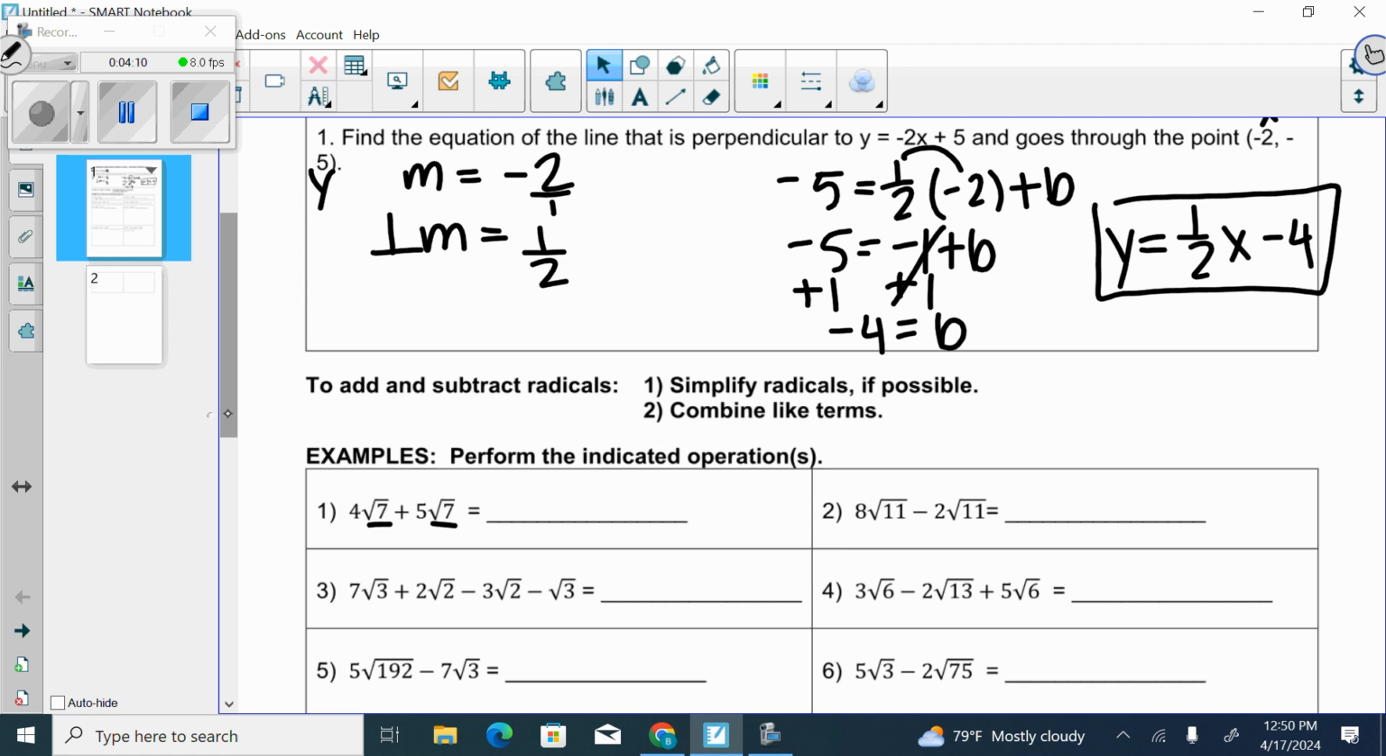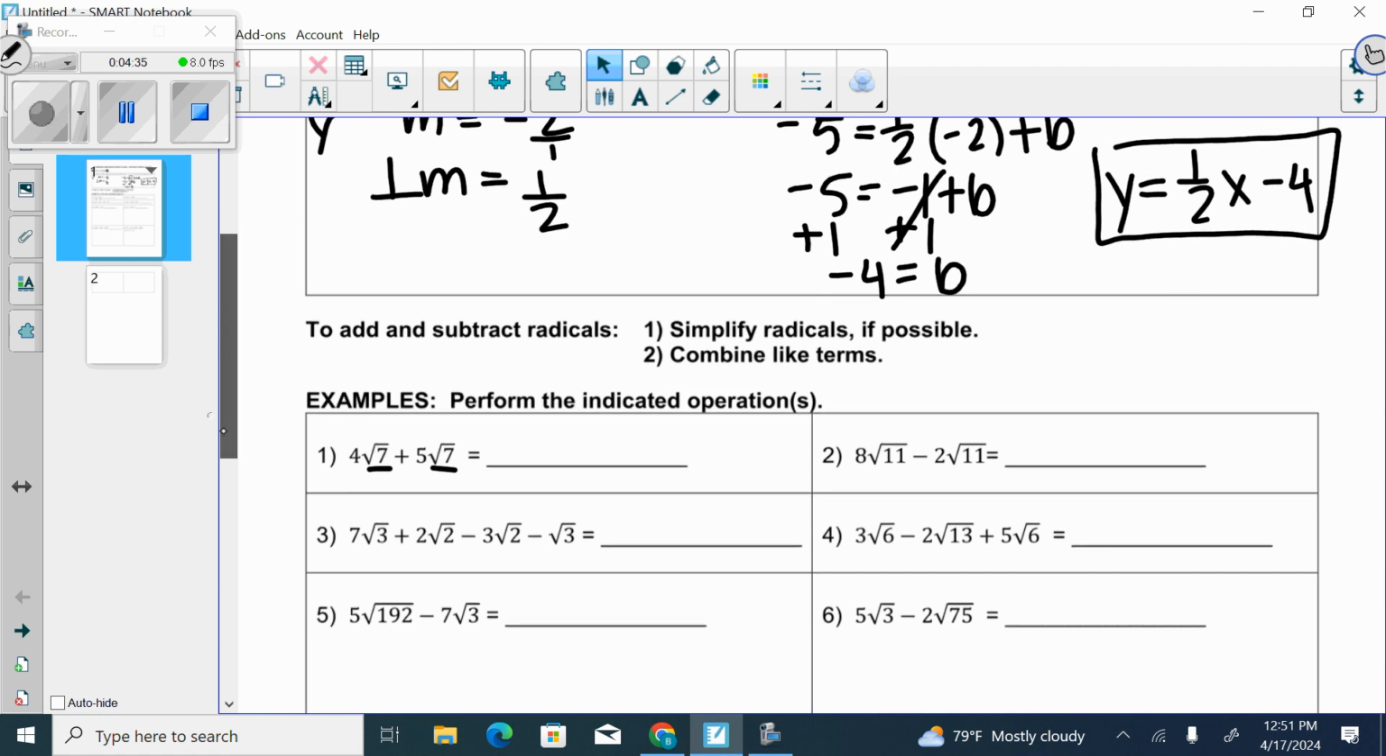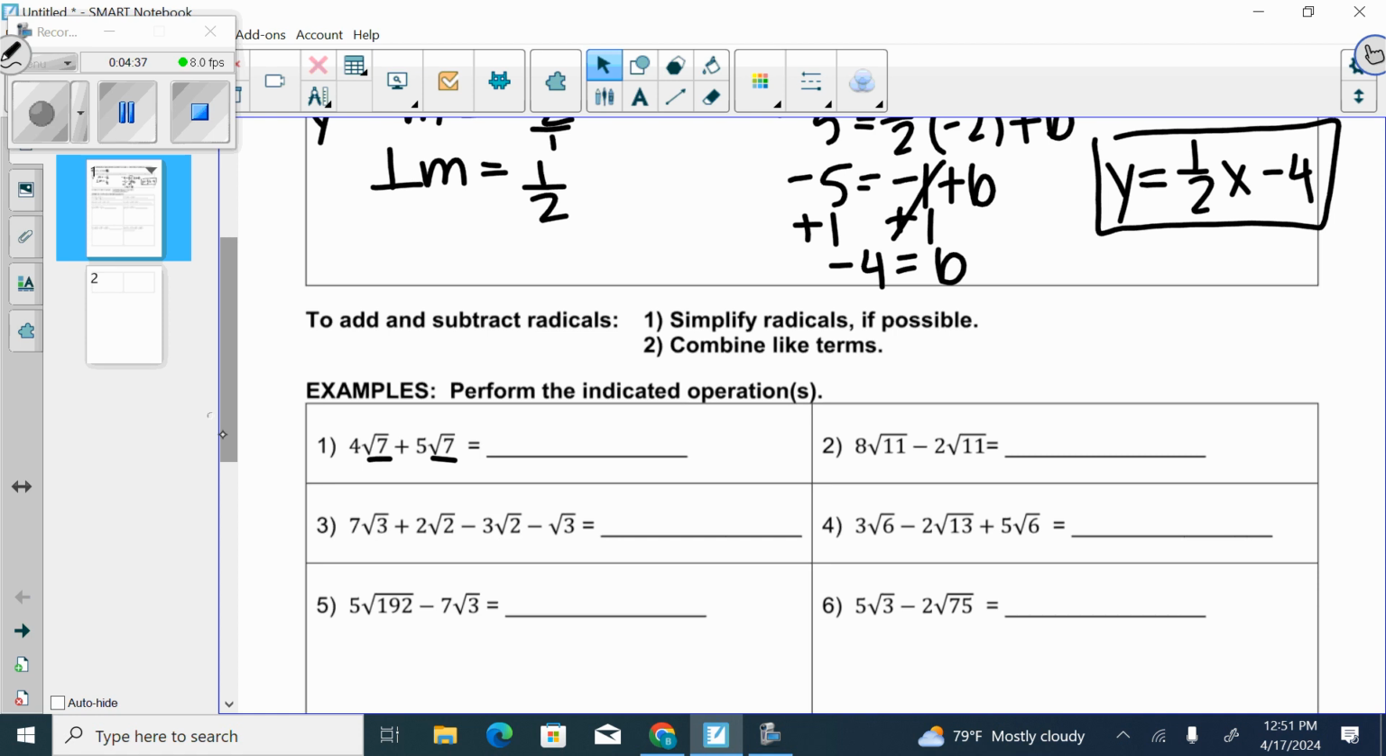So this would be like 4x plus 5x. What would that give us? 9x, okay? Same thing, but with square roots. So it'd be 9 square root of 7? Yes. You don't do anything with the square root of 7. You only add or subtract the numbers in front. You're going to treat your radical just like you would a variable. The same rules apply. Okay? They do get a little bit more challenging than just this one. So this is 9 square root of 7.